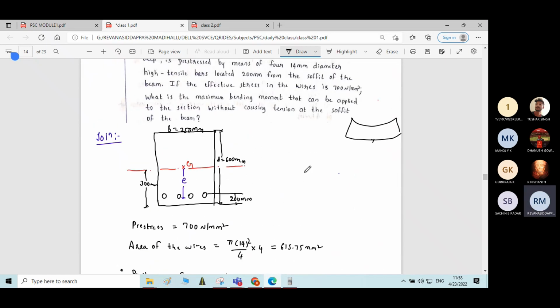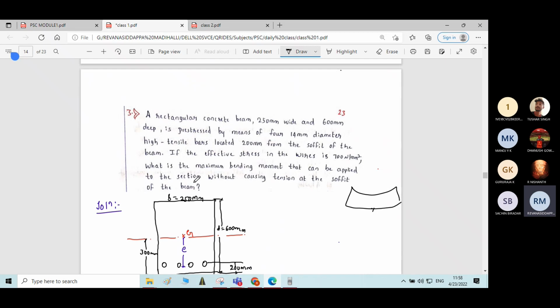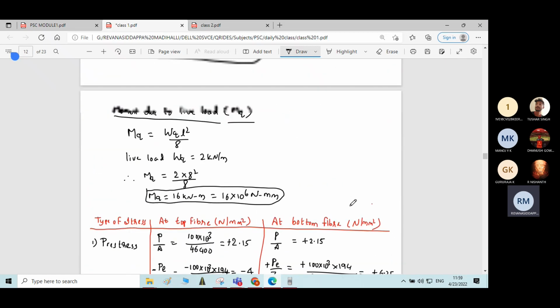Now coming to the question. What is the question here? What is the maximum bending moment that can be applied to the section without causing tension at the soffit of the beam? Without causing tension at the soffit of the beam means the resultant stresses at the bottom fiber is 0. When the resultant stress at the bottom fiber is 0, there is no tension at the bottom fiber, correct? Tension at the soffit is 0 means the resultant stress at the soffit is 0.